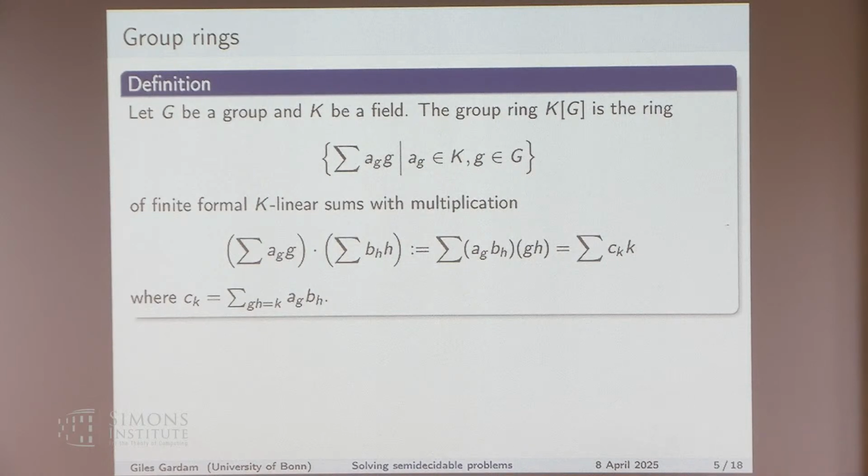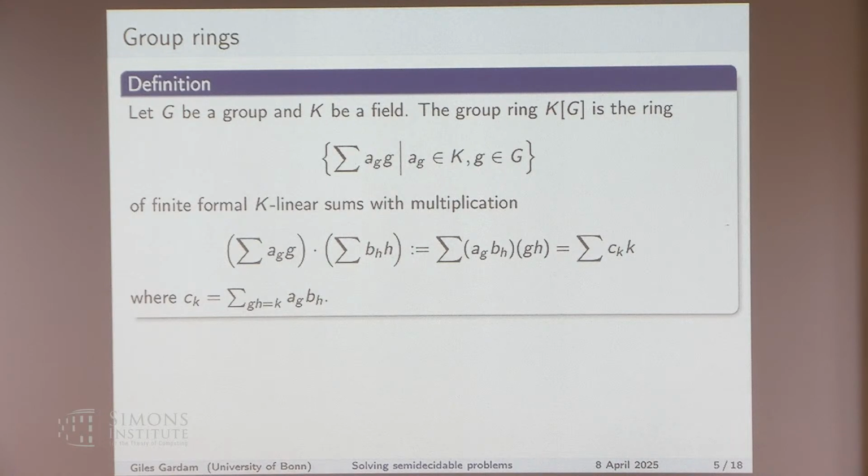This is a ring we build by taking all finite formal K linear sums of group elements. So as I said, this is just the vector space over the field K with basis G. But of course, I know how to multiply elements of the group, and I know how to multiply elements of the field. So I just extend things in the natural way and define multiplication using, say, this formula. And now I have a ring, which contains both my group and my field.